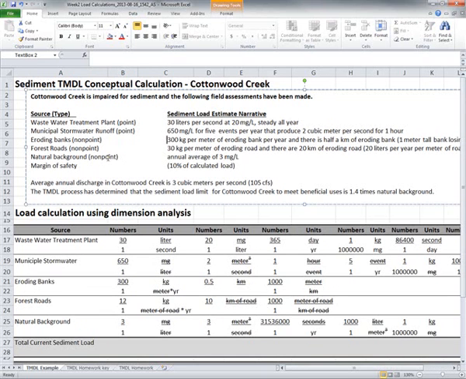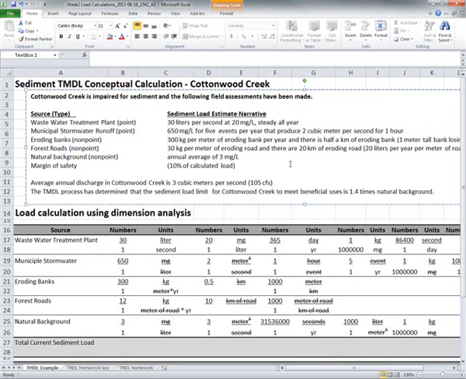Natural background, one way to think about that amount of sediment movement might be that the annual average of the sediment concentration in the stream is 3 milligrams per liter perhaps, and then we'd have to know the average annual discharge in Cottonwood Creek is 3 cubic meters per second, or 105 CFS, and so that can get us at what the natural background load is.